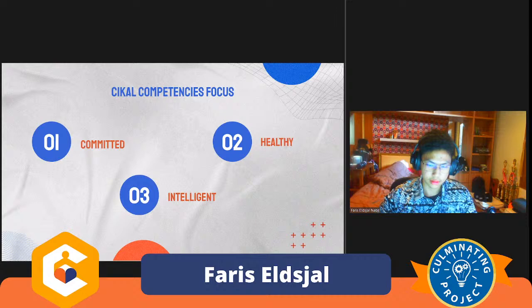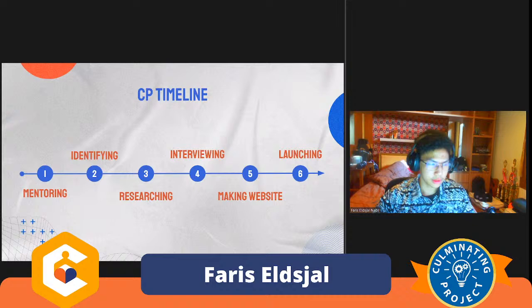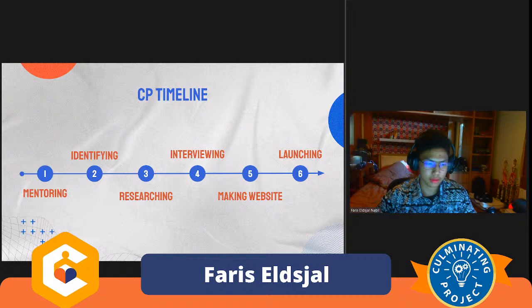Next up is my CP template. Throughout the process, I did mentoring with my mentor and started the process by identifying the topic that I wanted to pick. After that, I did the research on the topic. And then after I did the research, I conducted an interview with an expert. After researching and interviewing, I started to plan the website and finally launch or publish it.